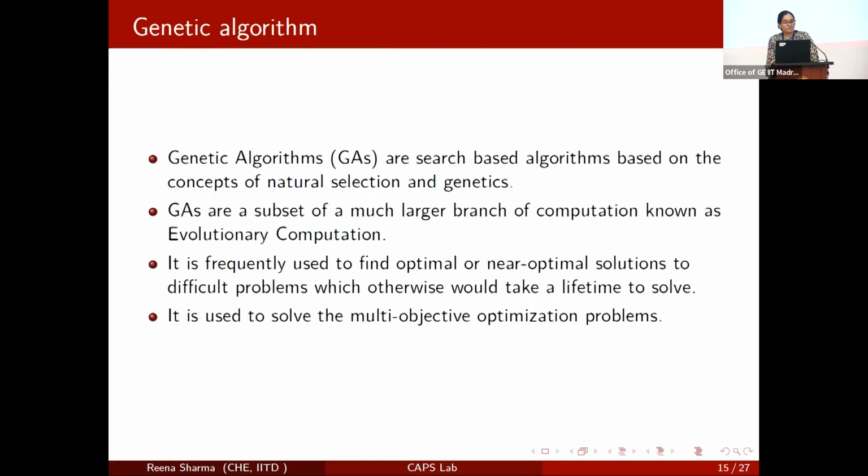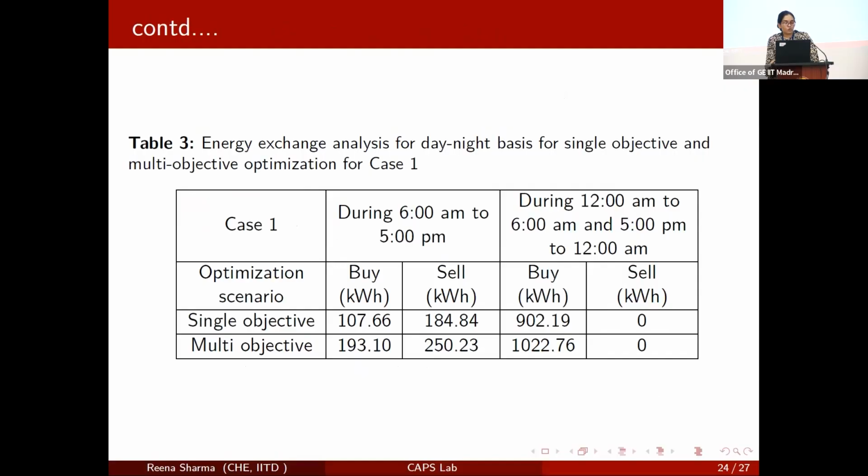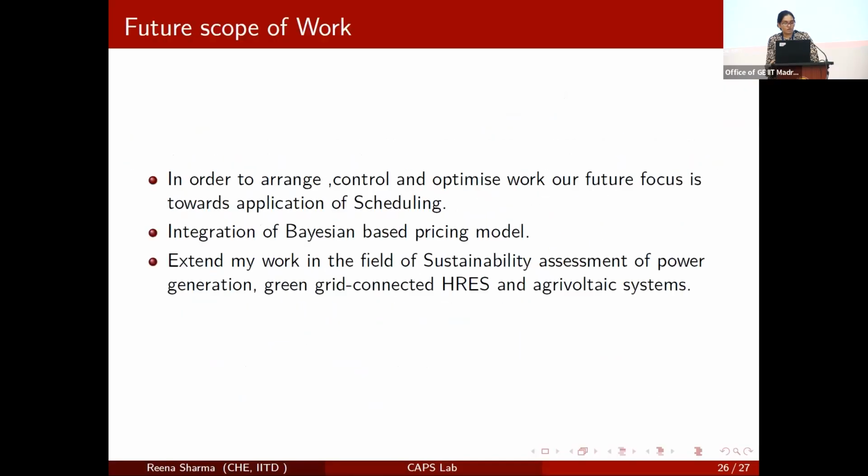The future scope of this work is, in order to arrange, control and optimize the system, to focus on the application of scheduling, for example to transport energy from one place to another. Second, there are issues of sustainability that are coming into the picture, so I will extend my work to the sustainability assessment of power generation for green connected HRS and agrovoltaic systems. So thank you so much.